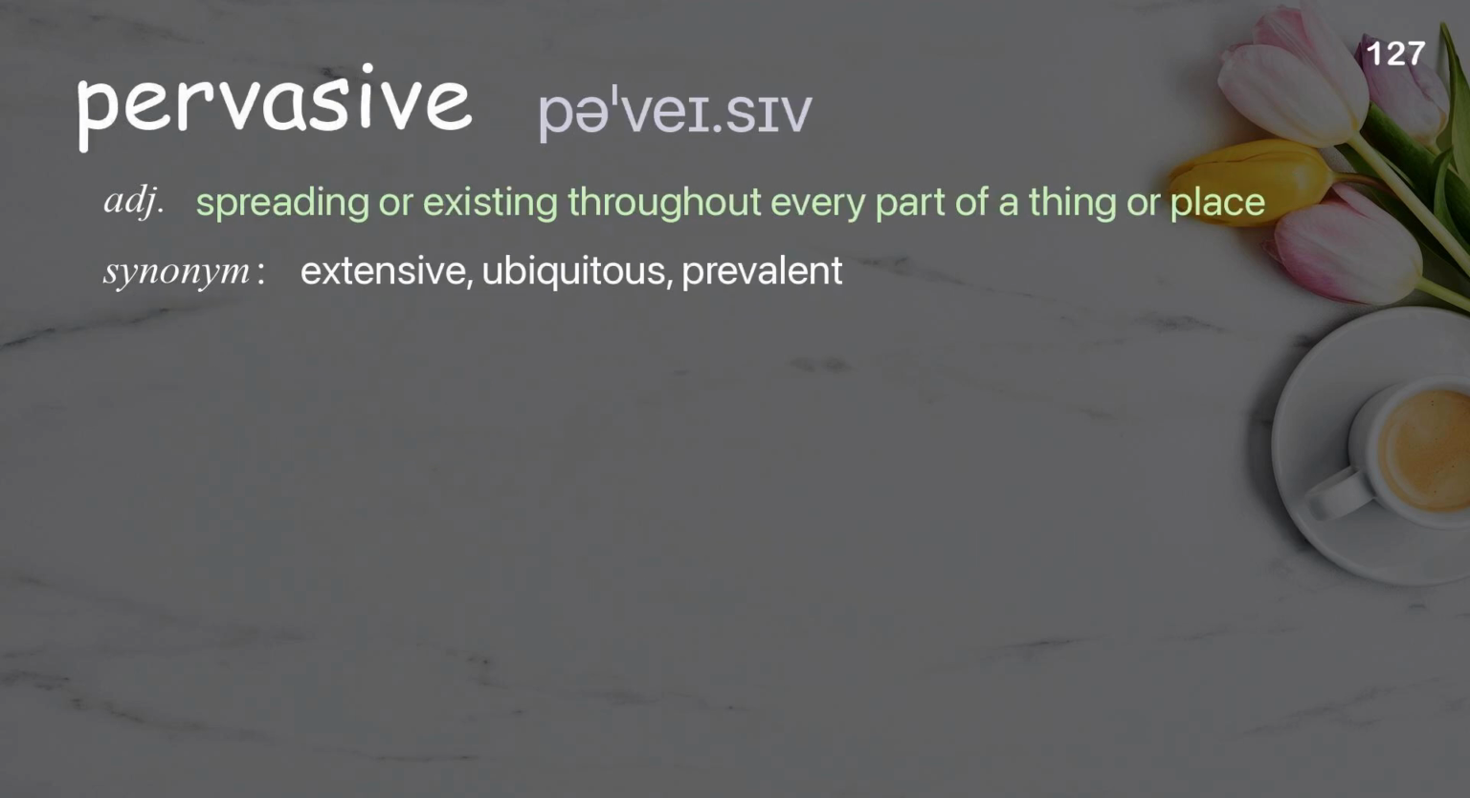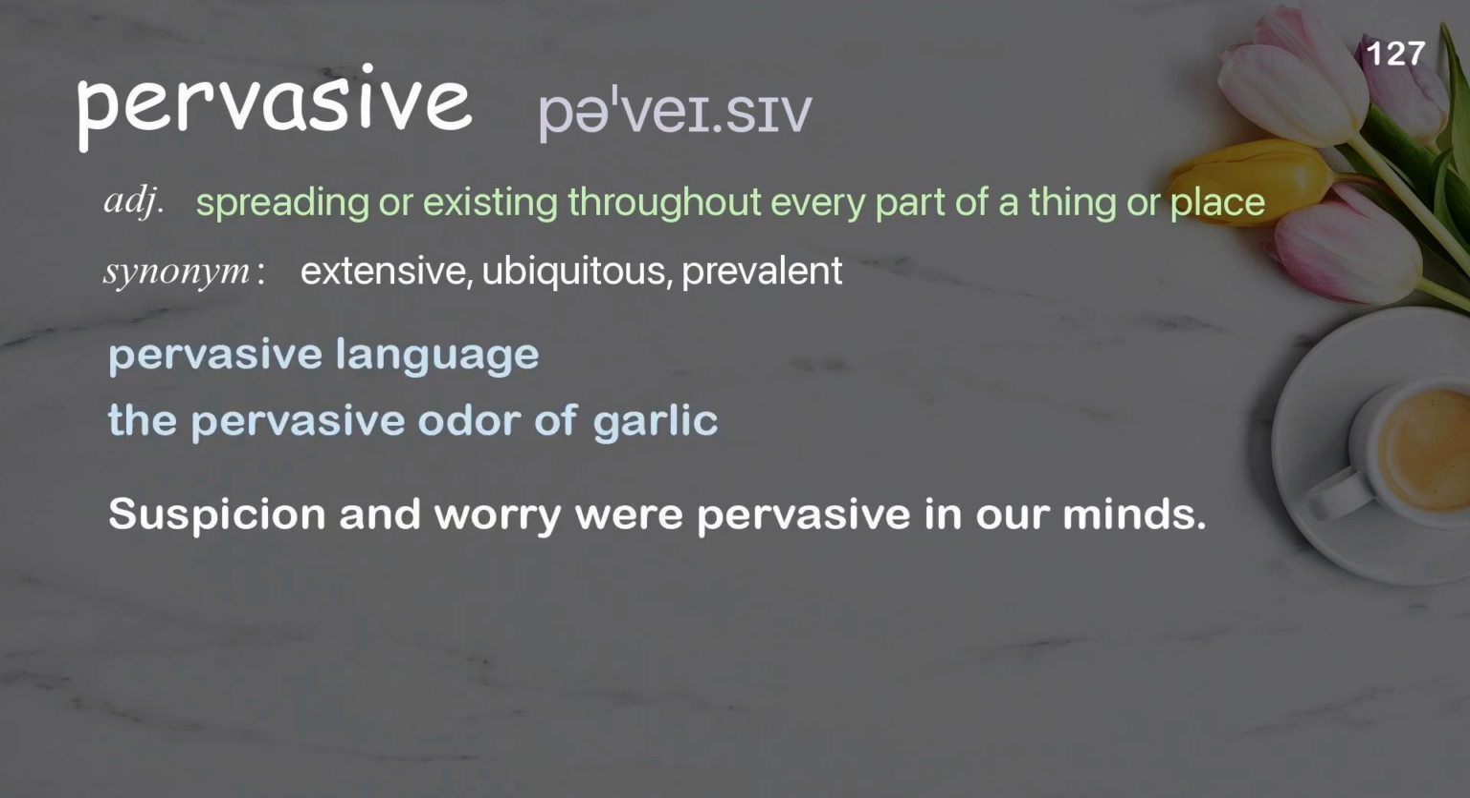Pervasive. Spreading or existing throughout every part of a thing or place. Examples: Pervasive language. The pervasive odor of garlic. Suspicion and worry were pervasive in our minds.